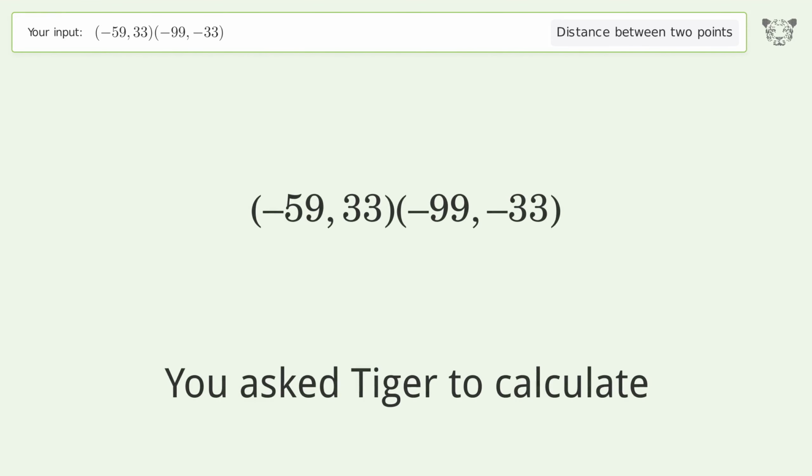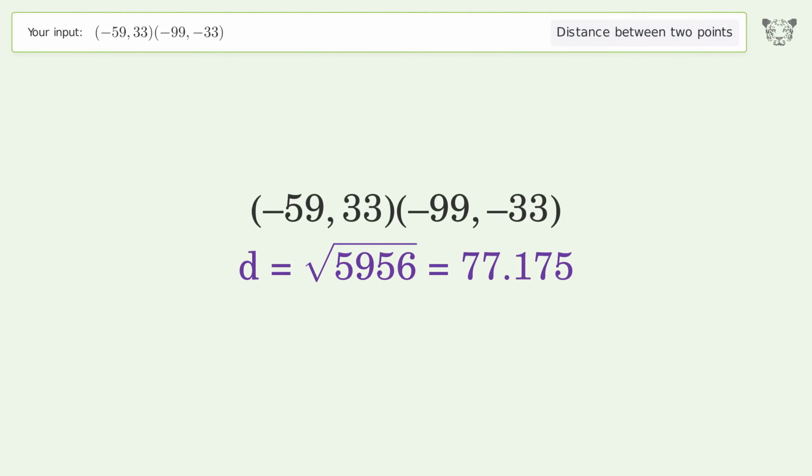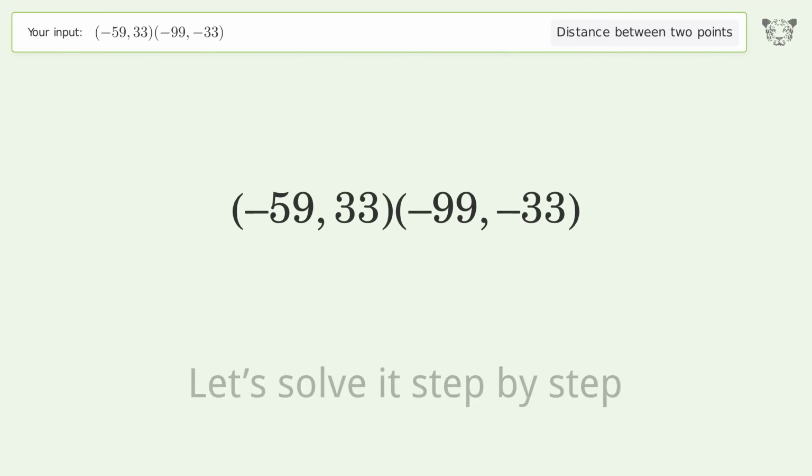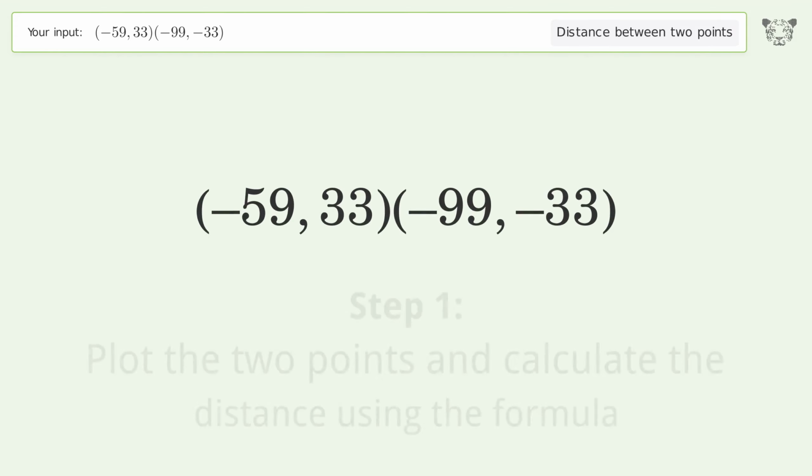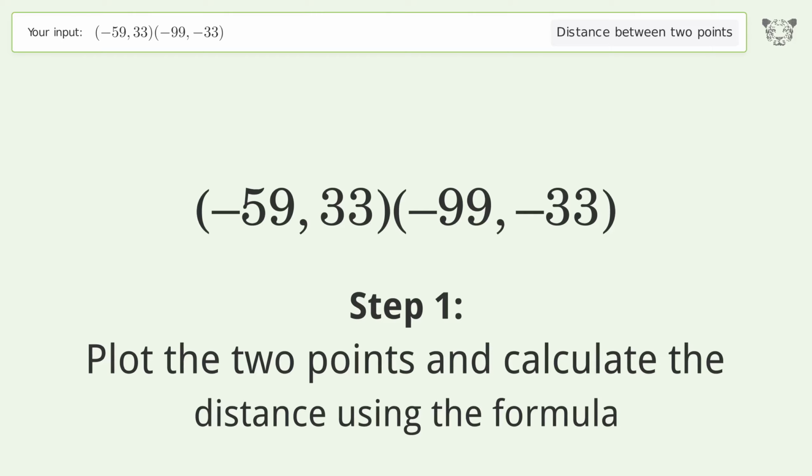You ask Tiger to calculate. This deals with the distance between 2 points. The distance between the 2 points is the square root of 5,956, or 77.175. Let's solve it step by step. Plot the 2 points and calculate the distance using the formula.